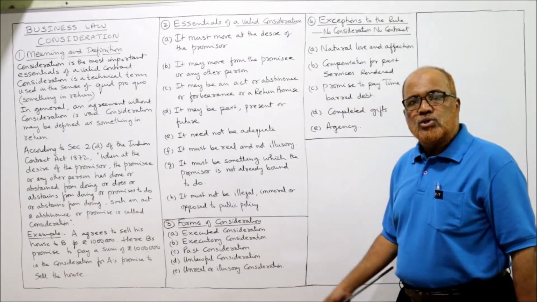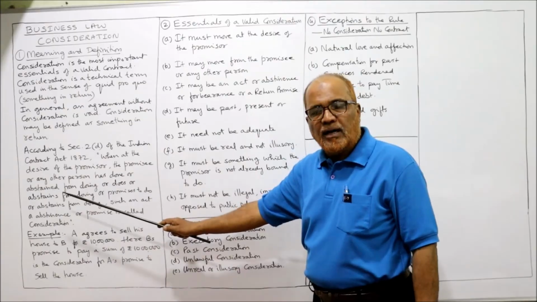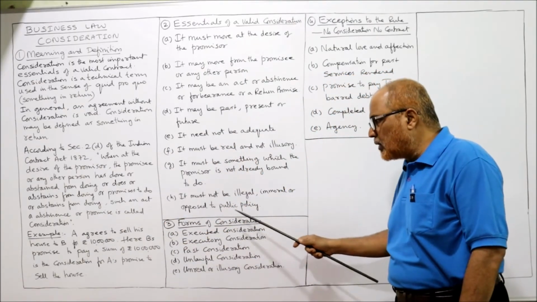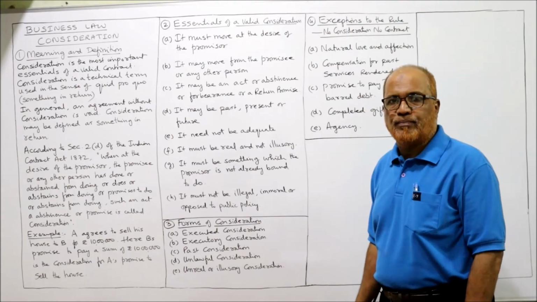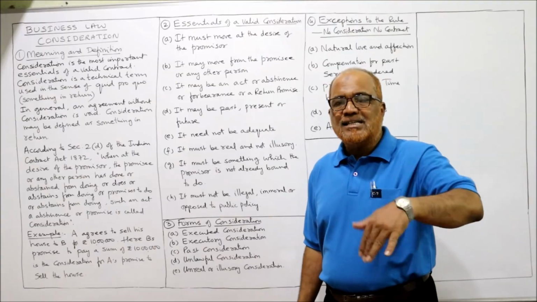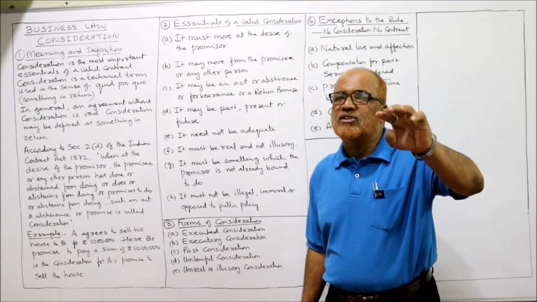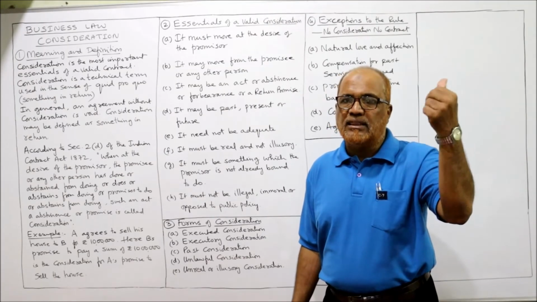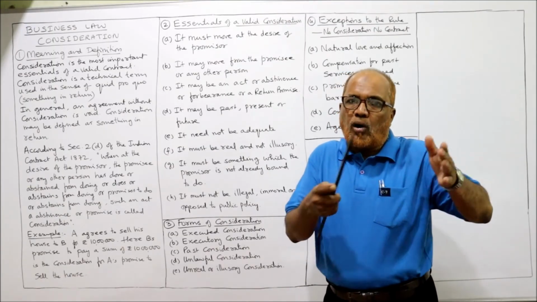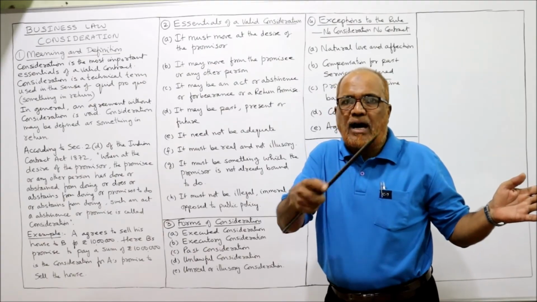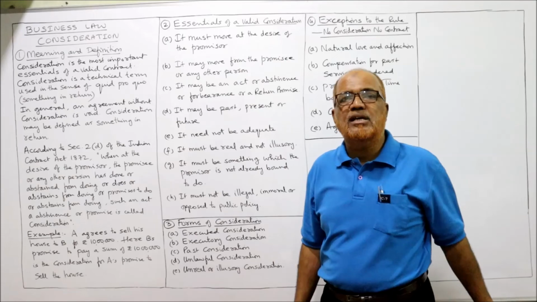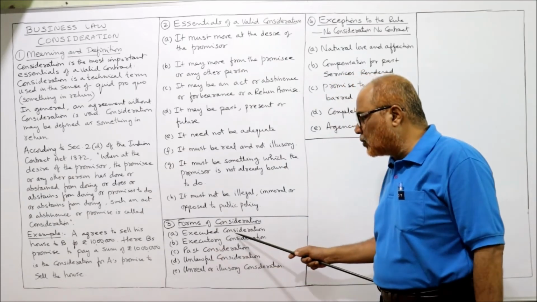Now, lastly, I've explained to you the meaning, definition, example, and also the essential elements. Lastly, I'm going to explain to you the forms of consideration. The forms of consideration are, first, executed consideration. Executed consideration means the consideration which is already over, either in the past or in the present. If the consideration already passed in the past or presently consideration is passing, it is called executed consideration.